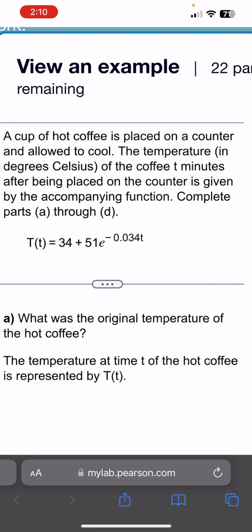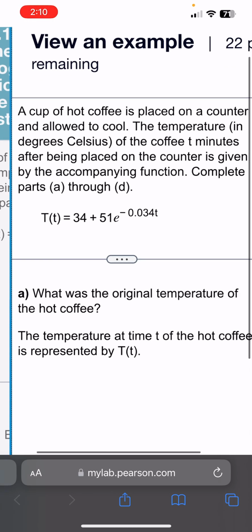So when they started recording the temperature, that means basically what's the temperature when our time is zero, right? So we let t be zero. Then e to the power of zero is going to be one. So in this example, 1 times 51 is just going to be 51. So that's going to be 34 plus 51, that should be 85 degrees Celsius, right?